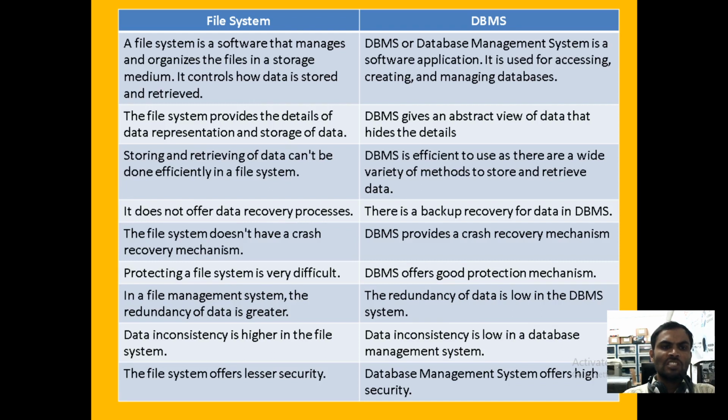Under the file processing system, it provides the details of the data representation and the storage of the data. Coming to the database management system, it will abstract the data. Now the third point: the storage and retrieving of data cannot be done efficiently in the file processing system. DBMS is efficient, using a wide variety of methods to store and retrieve the data.